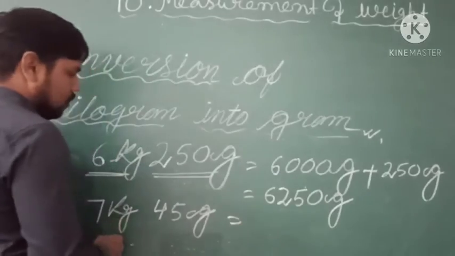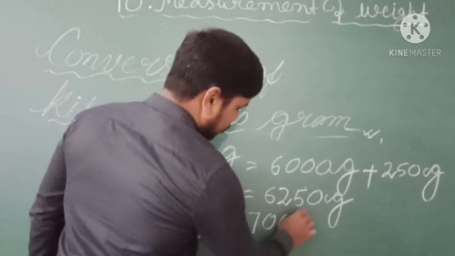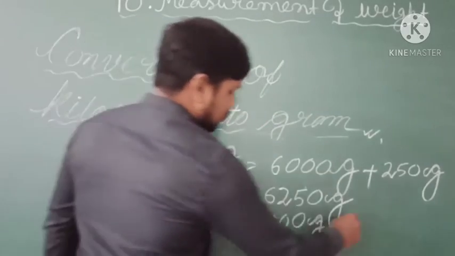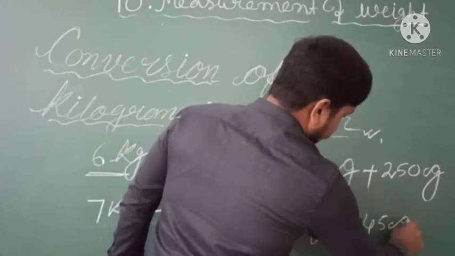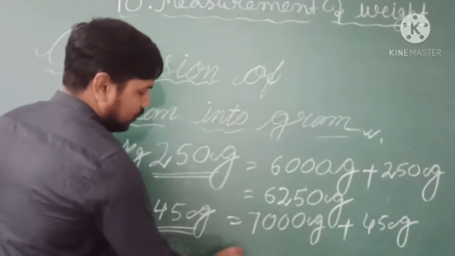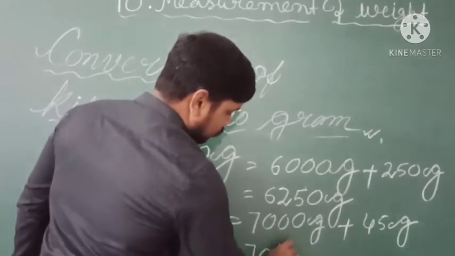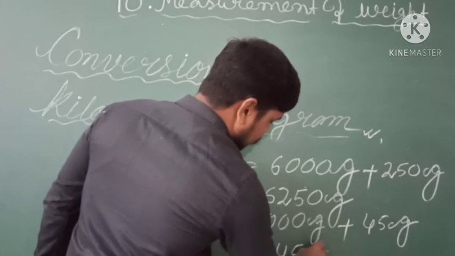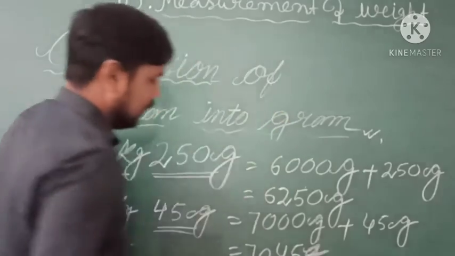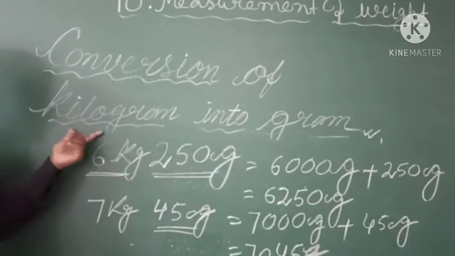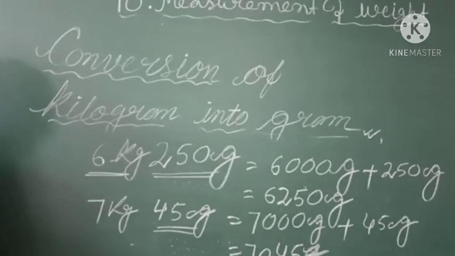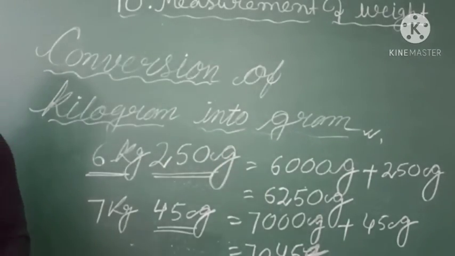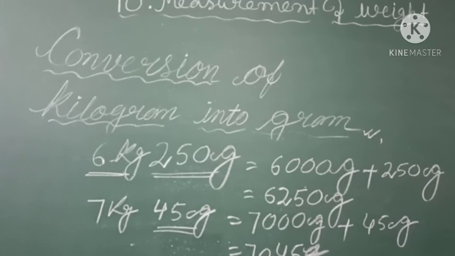In this case, 7 kilogram is 7000 gram, right? Plus 45 gram means 45 gram only. So if you add 7000 plus 45, it will be 7045 gram. This is how very easily you can convert kilogram into gram. Whatever is given in kilogram and gram, you can also convert it into gram with this process.